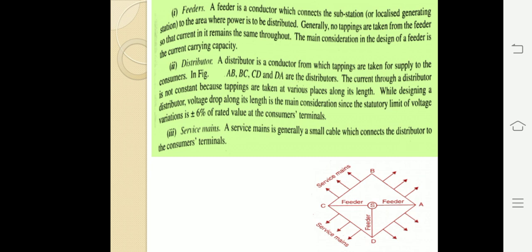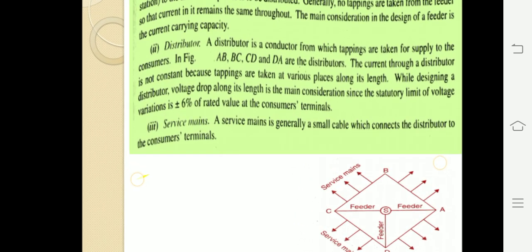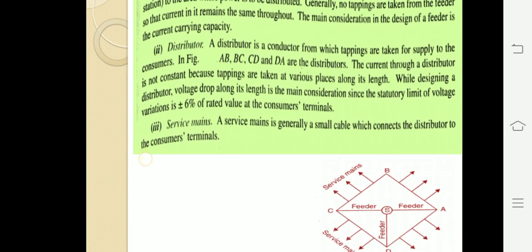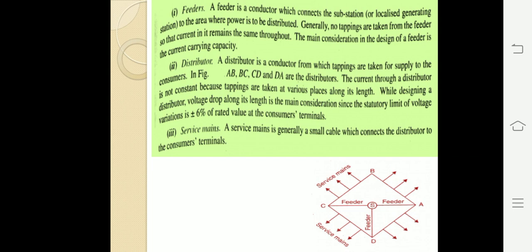So the next thing is the distributor. The definition of a distributor is a conductor from which tappings are taken for the supply to consumers. You can observe the diagram. There is a distributor AB, BC distributor is there, CD distributor is there, and DA is also a distributor. From these distributors we are taking the tappings. That's why we say that a distributor is a conductor from which tappings are taken for the supply to consumers.